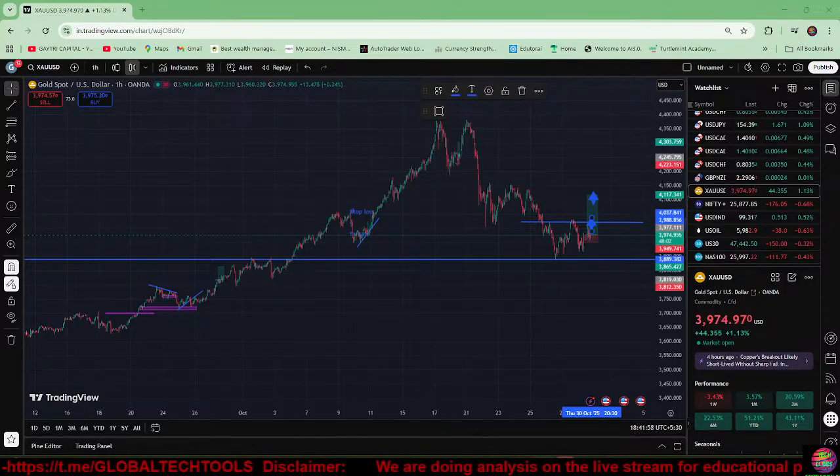So this right here would be a level of support, because you can see this is a zone where the market has rejected multiple times from. This is a level of support. And then this level right here, clearly the market has rejected multiple times.